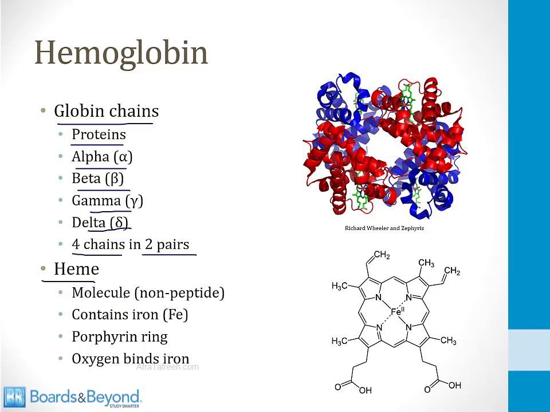The other component of hemoglobin is heme, which is a molecule. It's not a peptide. This is its structure shown on the screen here. It's made up of nitrogens and carbons with an iron in the center. And this iron is what is going to bind oxygen. And this ring that surrounds the iron is called a porphyrin ring.